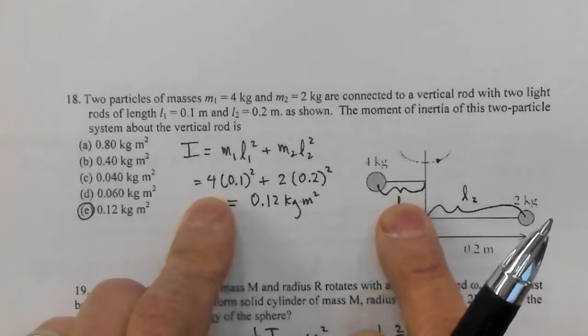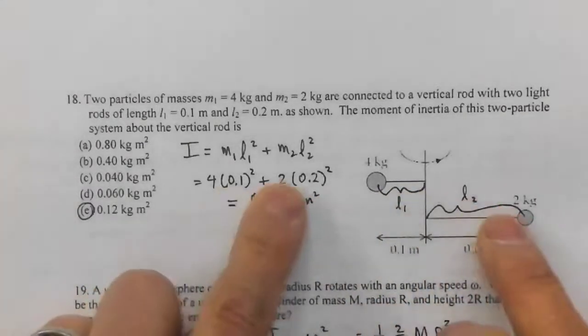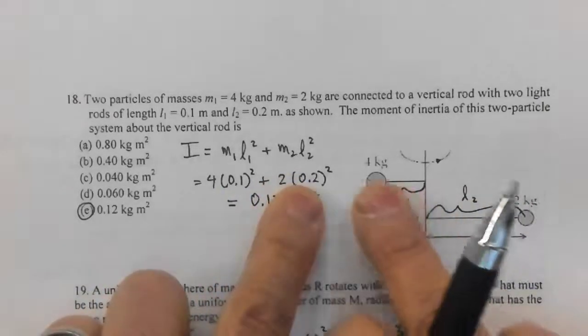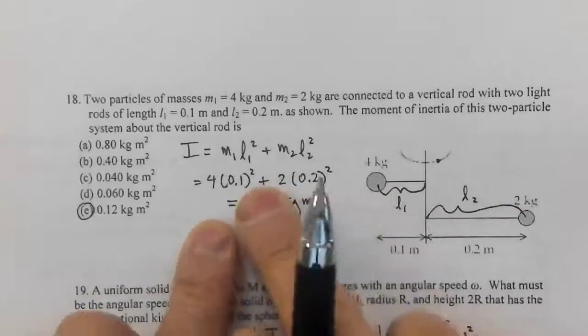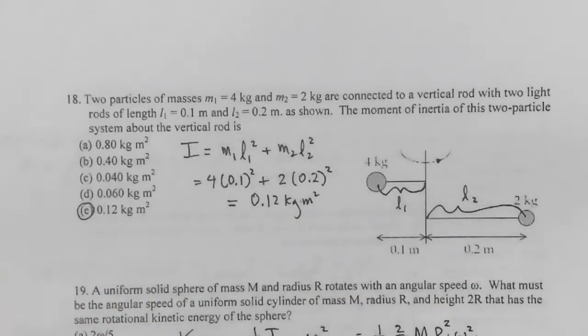M1 is 4. L1 is 0.1. M2 is 2. L2 is 0.2. And you add these together, and you get 0.12 kilogram times meter squared. Okay. Any questions about that?